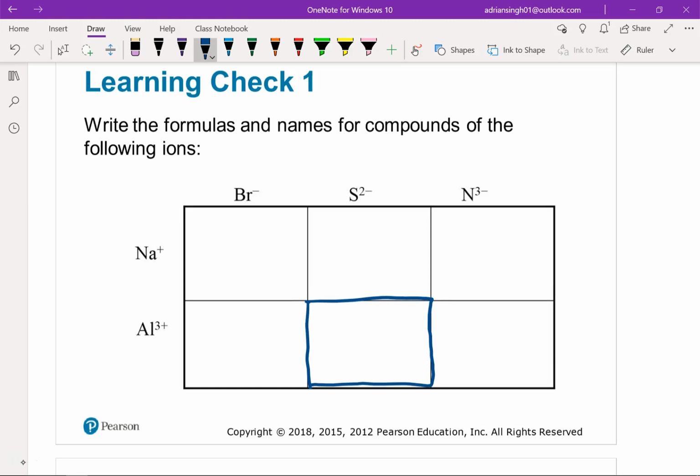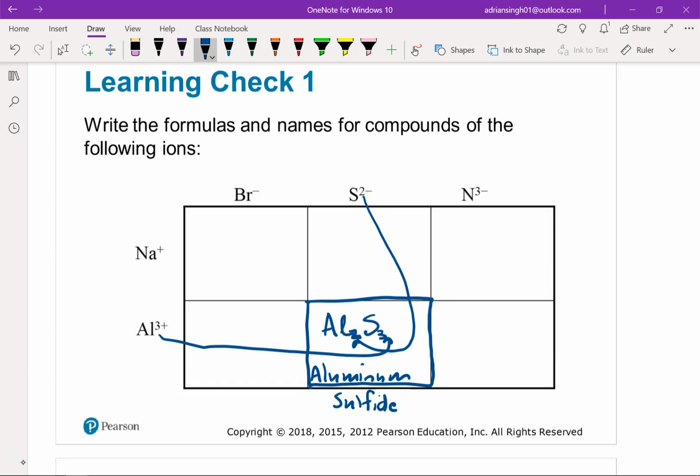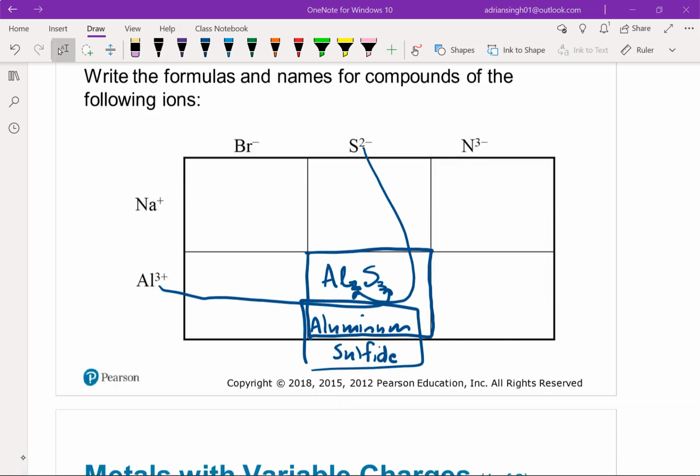All right, so when we write the formula, metal goes first, non-metal second. So then we can do our cross charge. The 3 on the aluminum becomes a subscript on the sulfur, and then the 2 on the sulfur becomes a subscript on the aluminum. So we have Al2S3, and the first name for this then would be aluminum, and then sulfur as a last name would be sulfide. All right, so that'll be the name for that ionic compound. All right, so that was the one that we actually saw previously.